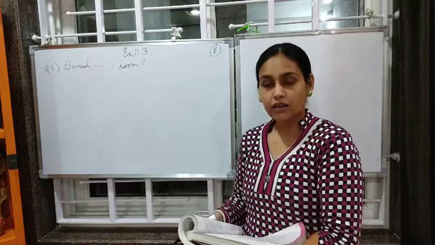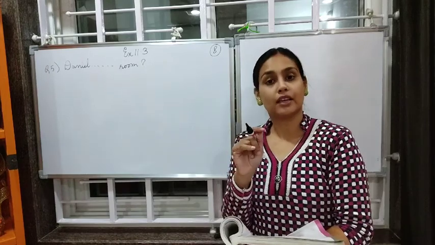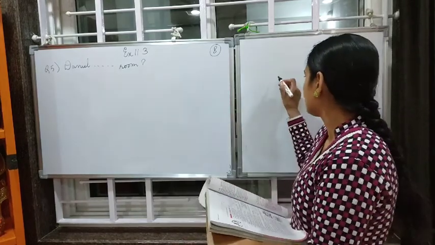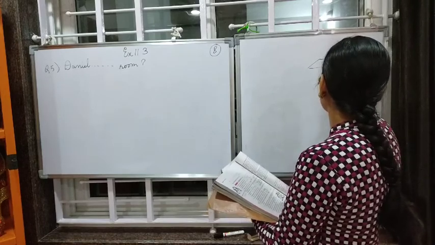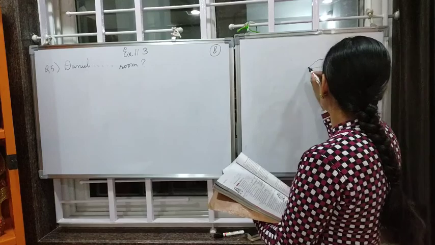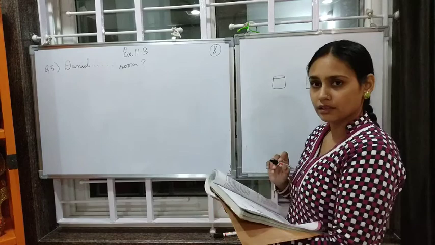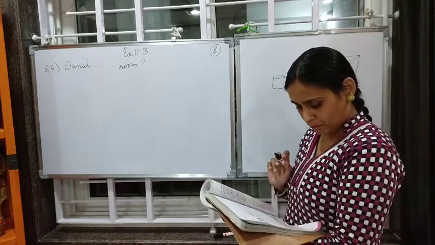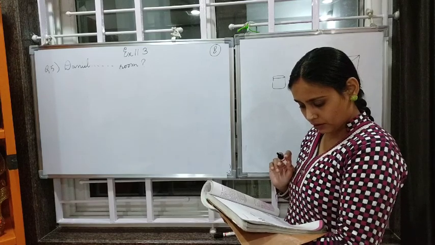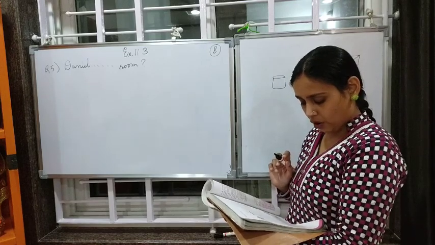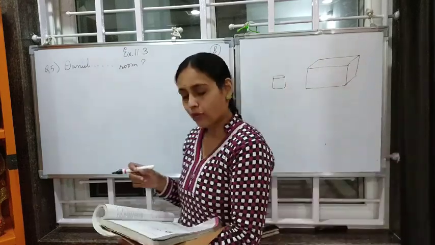From each can, from one can, 100 meter square of area can be painted. Okay, so suppose this is the hall and this is the can, cylindrical form. From each can of paint, 100 meters square of area can be painted. So how many cans will be needed?